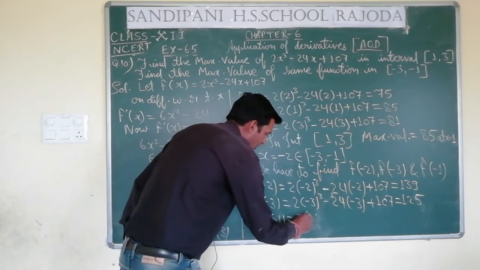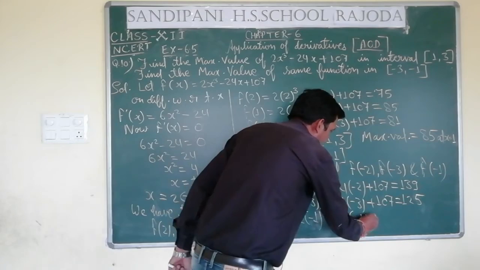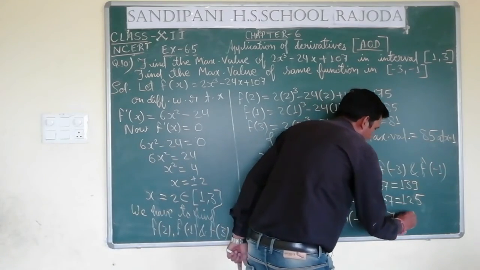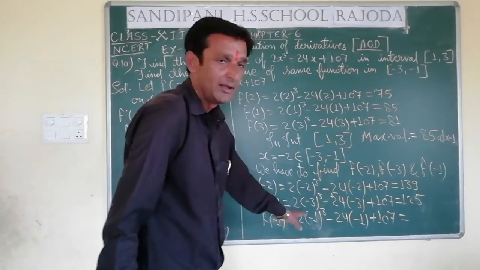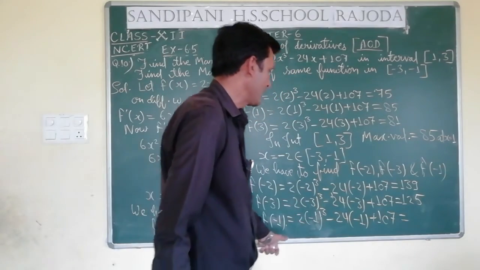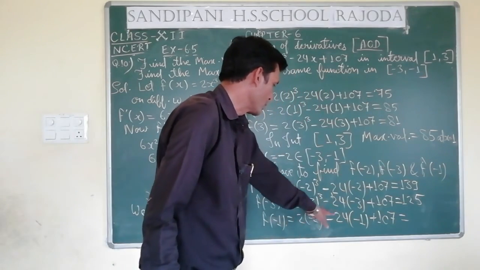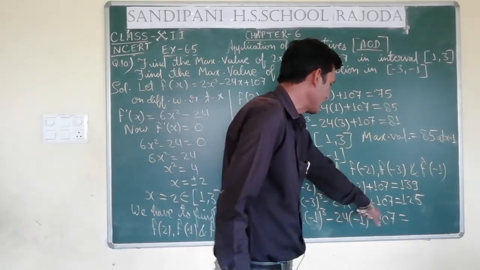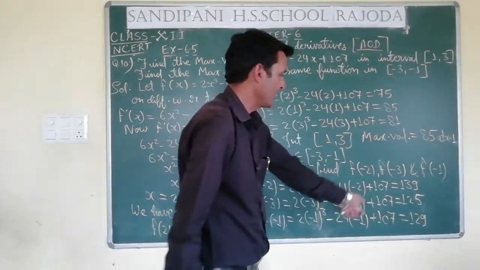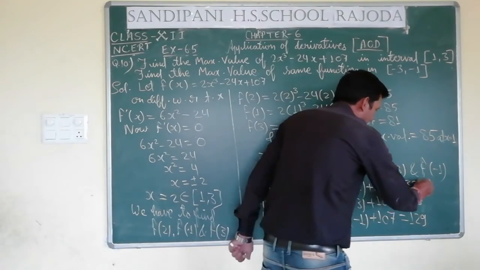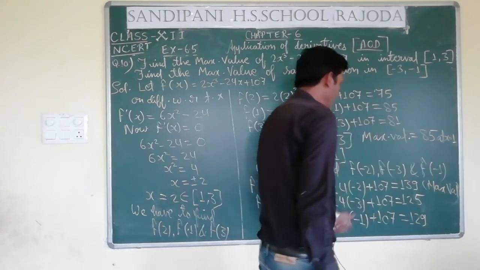f of minus 1 is equal to 2 into minus 1 cube, minus 24 into minus 1 and here it is plus 107. So what will it be? Minus 1 cube is minus 1, minus 1 into 2 is minus 2, and here it is plus 24. So 24 minus 2 is 22, 22 and 107, it is 129. So this is the maximum value here.